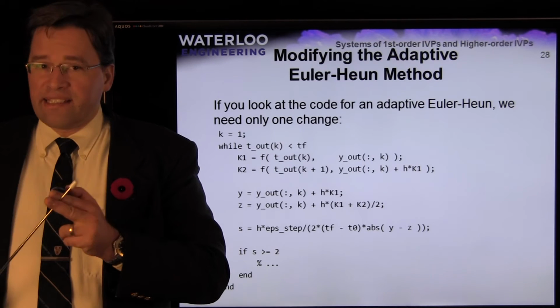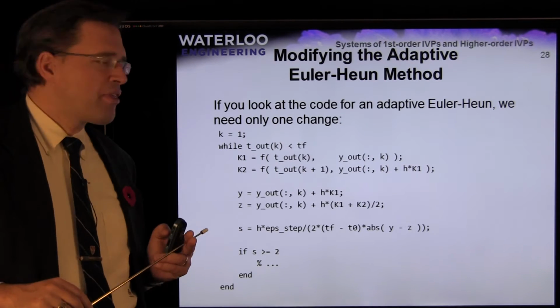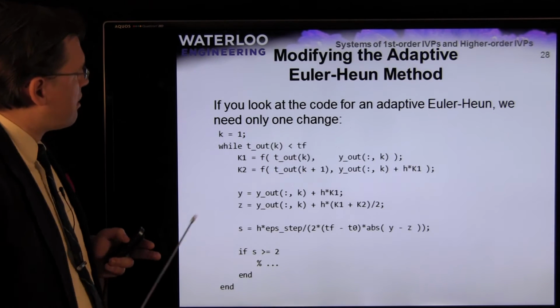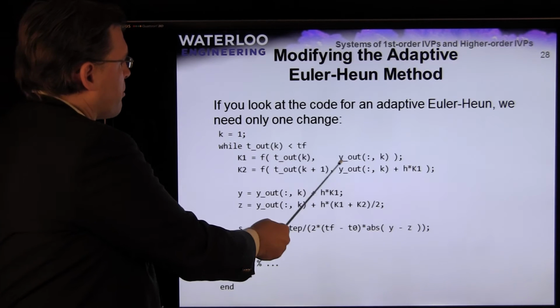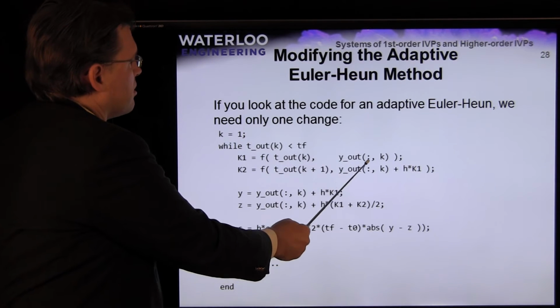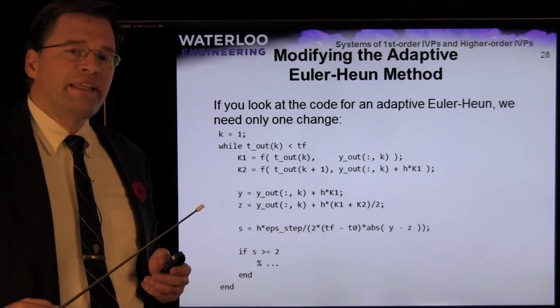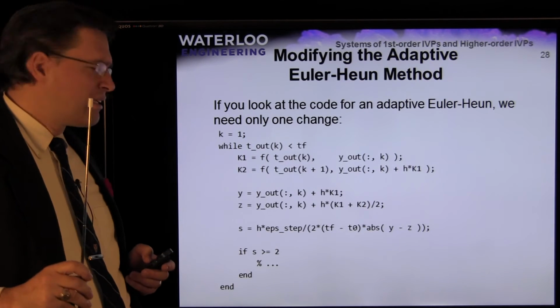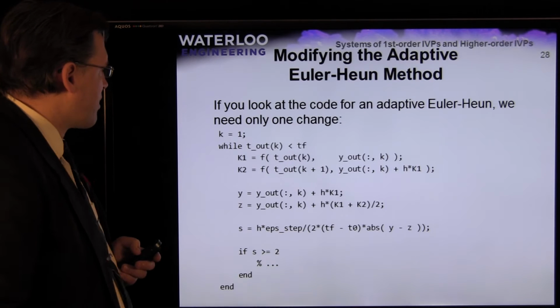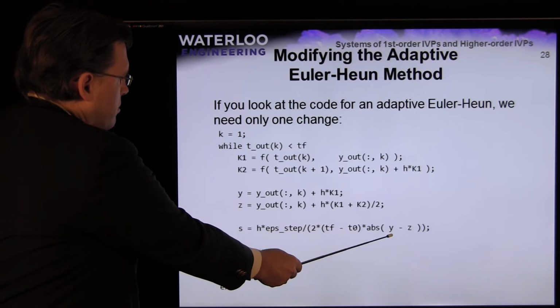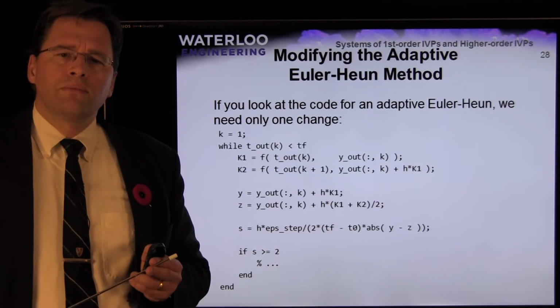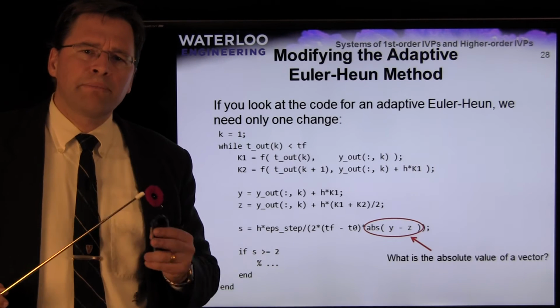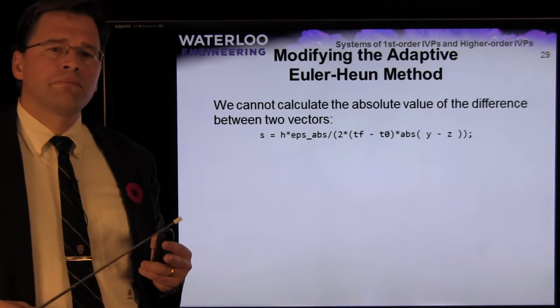If we're looking at the adaptive Euler-Heun method, again, what do we have to change? We have to make sure that we're referring to the columns in the output vector. But there's only one other additional thing we have to do. What's that term there? The absolute value of a vector.